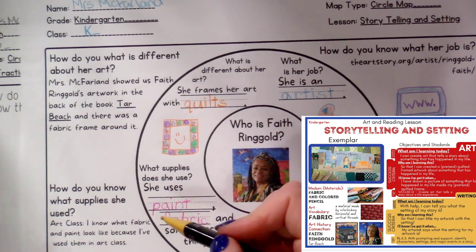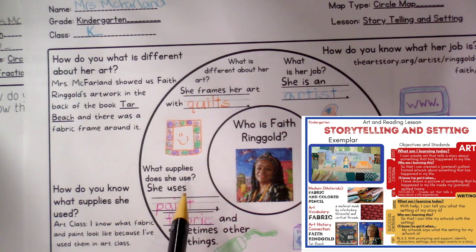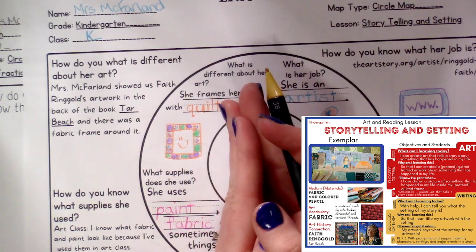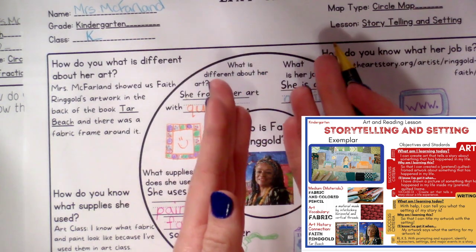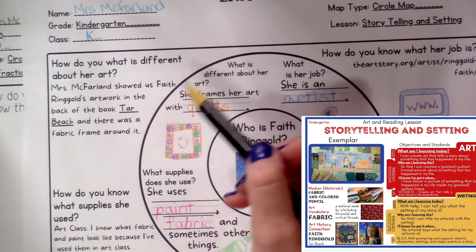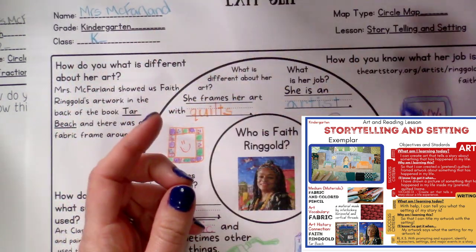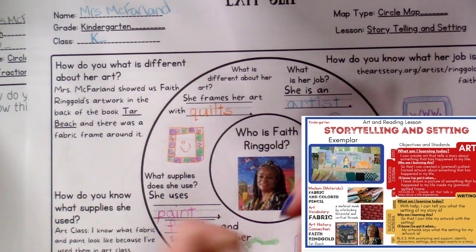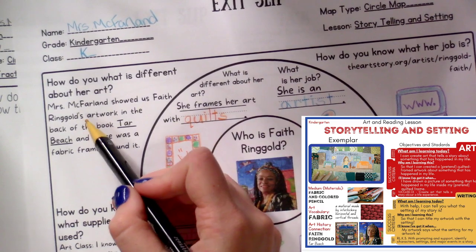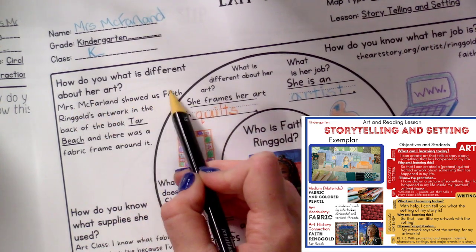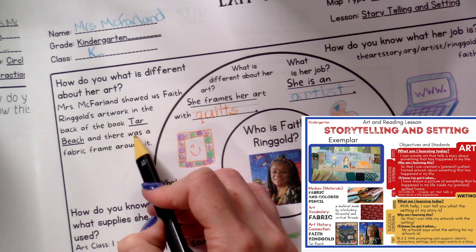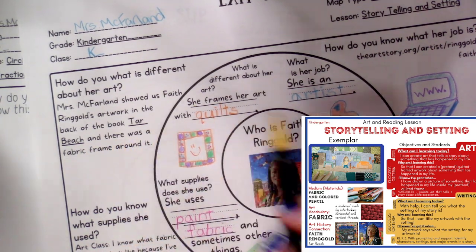Okay, well, what happened was at the very beginning of this lesson, I actually have a copy of this book and I showed it to you guys underneath the screen. And in the back of the book was a picture of the artwork that was called Tar Beach. I showed you the picture of it and there was a quilt around it. And we looked at all the pages under the screen with all the quilts around all the artwork. So I wrote the answer for you. It says, Mrs. McFarland showed us Faith Ringgold's artwork in the back of the book, Tar Beach, and there was a fabric frame around it.